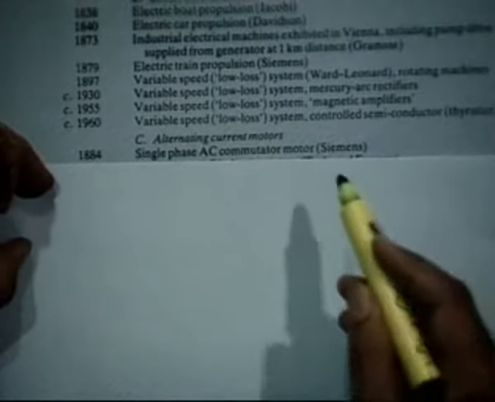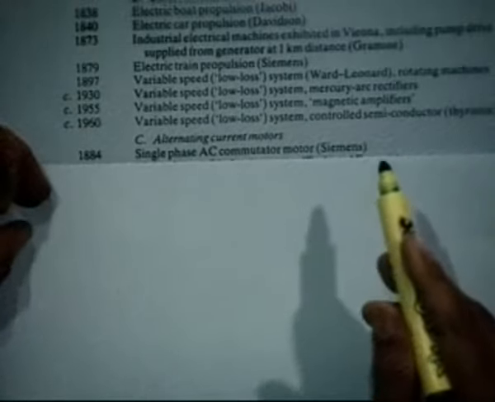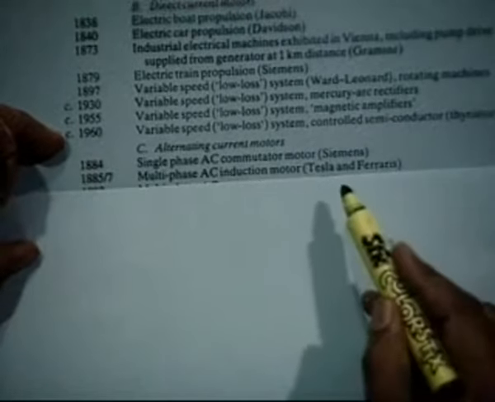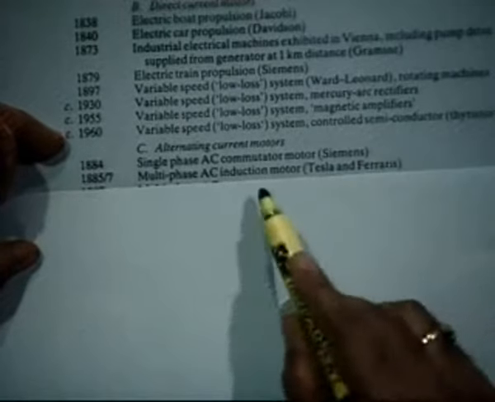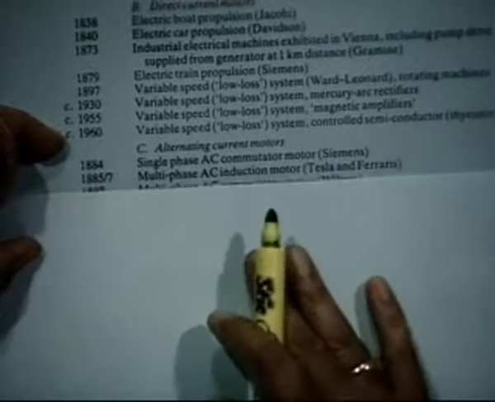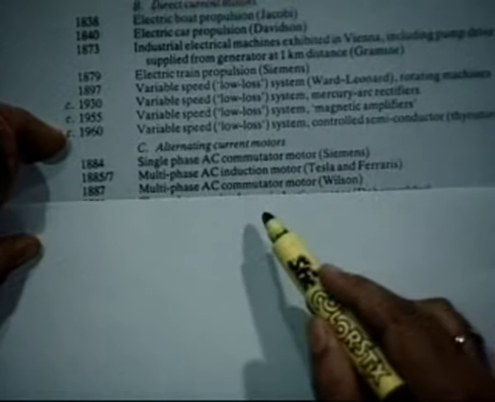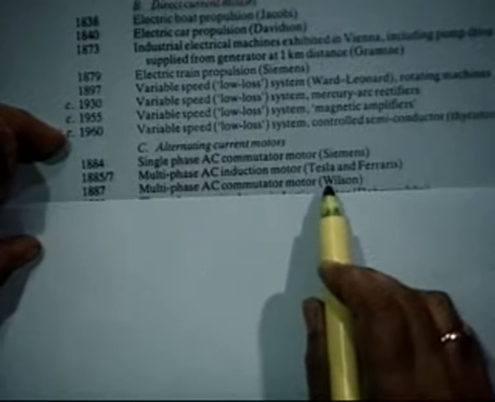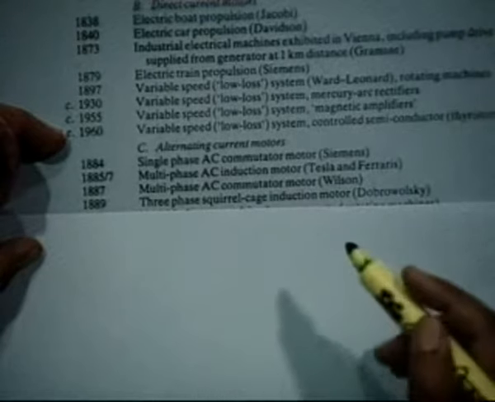That means 1884, Siemens developed the so-called AC commutator motors, which you generally use in your mixers. Then 1885, that was a period when Tesla and Ferraris developed the AC induction motor. Then 1887 we had the AC commutator motor by Wilson. Of course, these motors are now not in use because further better developments have come.